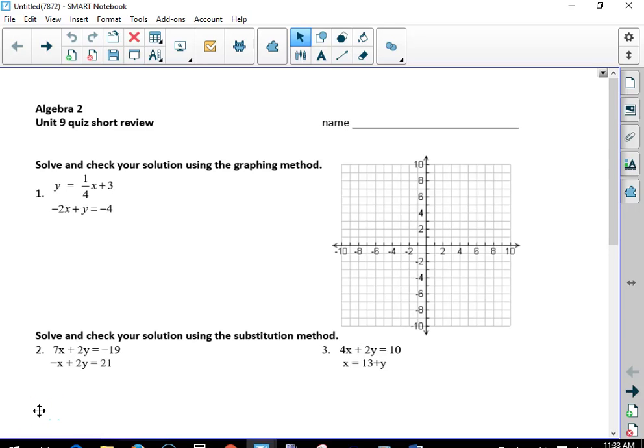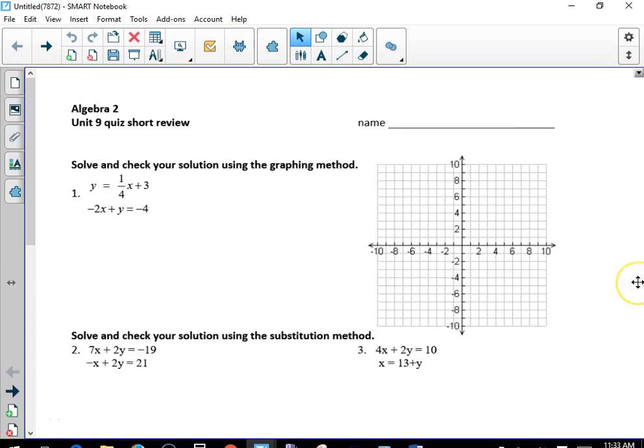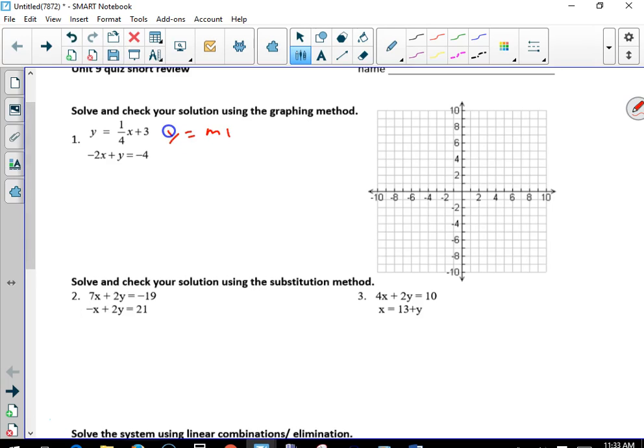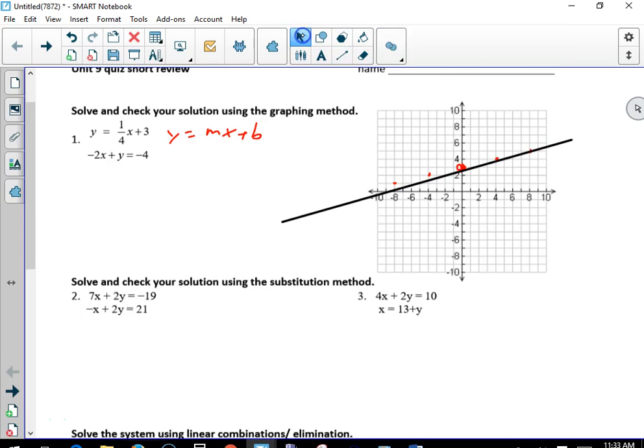All right, this is another bonus quick review for the quiz, if you chose to do this. So use the graphing method. Remember, we have here y equals mx plus b. So our y-intercept is 3, b, and we have a slope of up 1, right 4. Down 1, left 4. And then we just draw our line through those points.